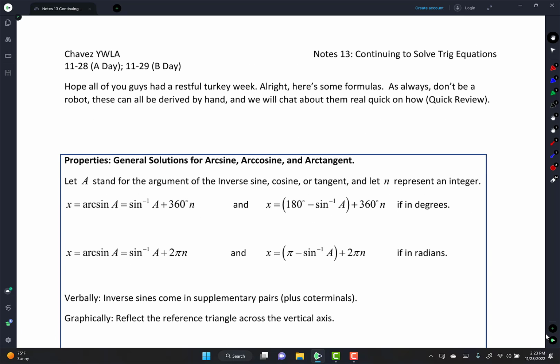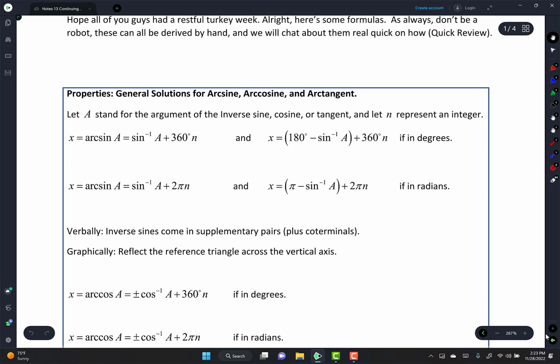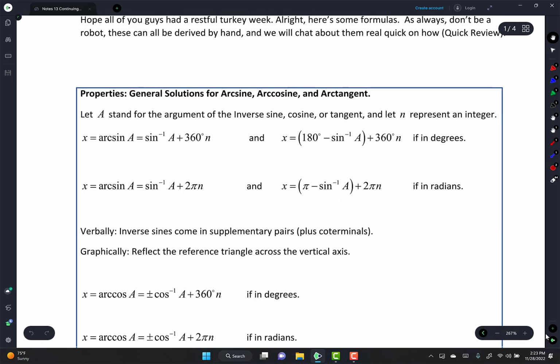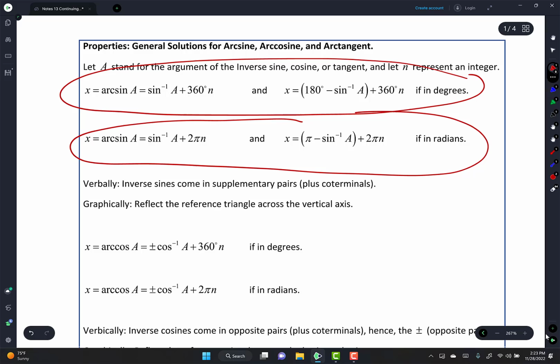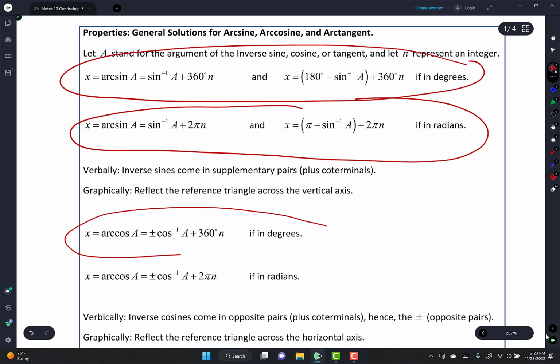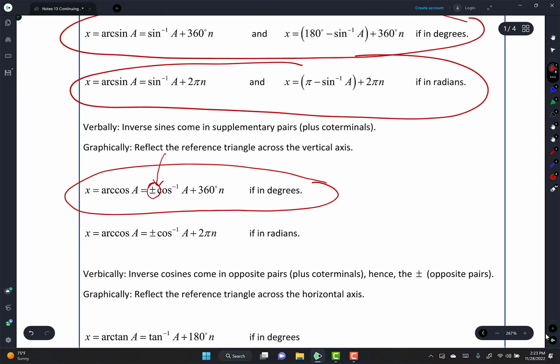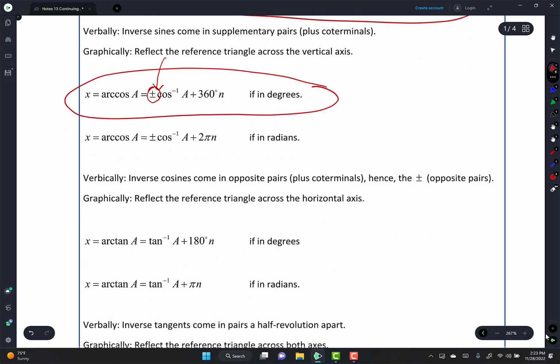All right, so all of this should not be a review because we've been doing this for a while now. Here's my equation if you're in degrees for arc sine, and if you're in radians, here's the angle. Here's the formula for arc cosine. Chav, how come I don't have two equations like I do for arc sine? Well, yeah, you do. That's where the plus minus comes in. The plus is one of them, the minus is another. Same thing if you're in radians, and here's arc tan.